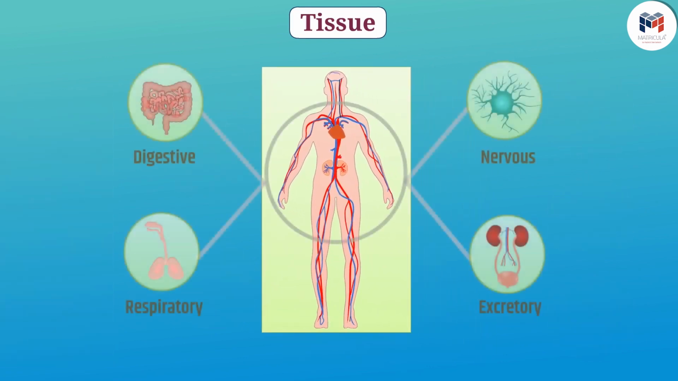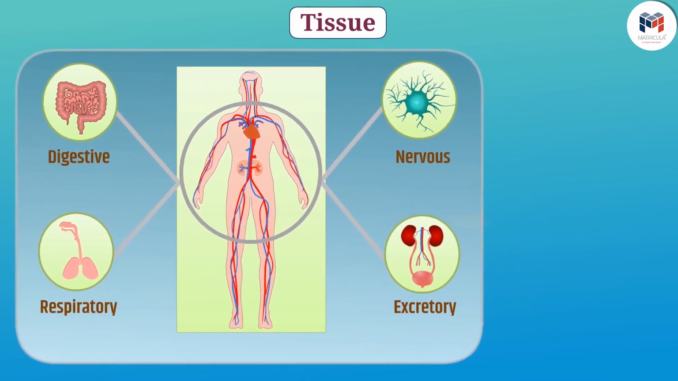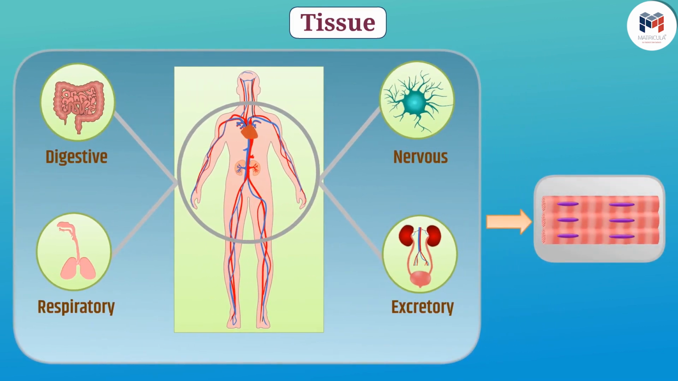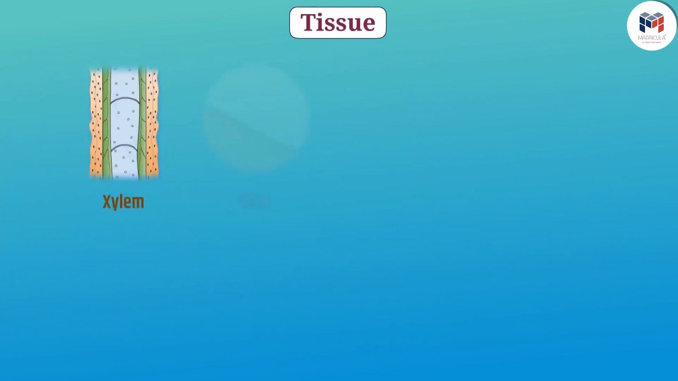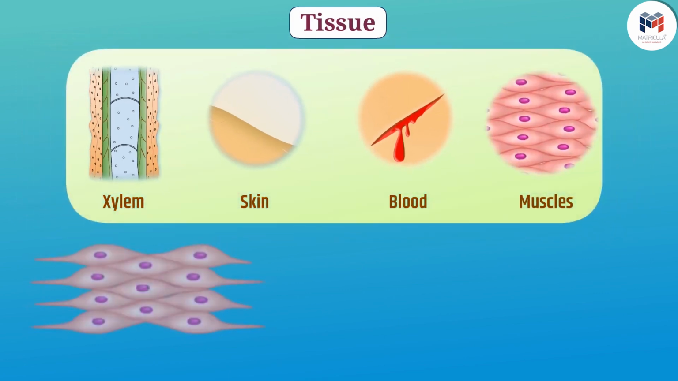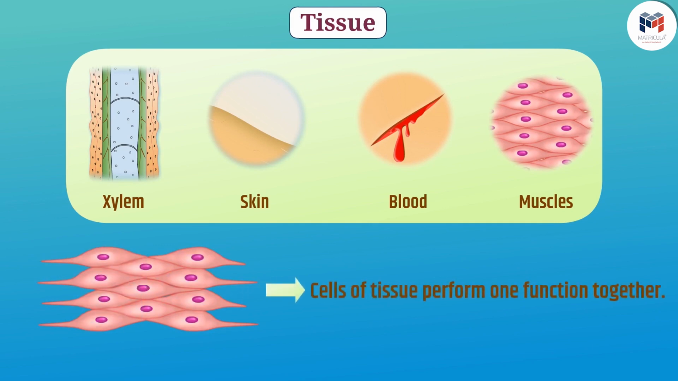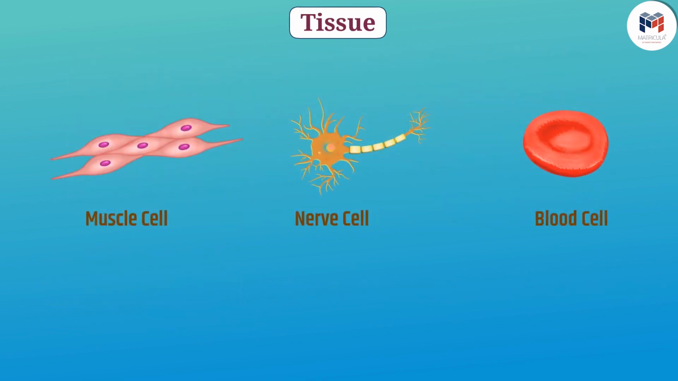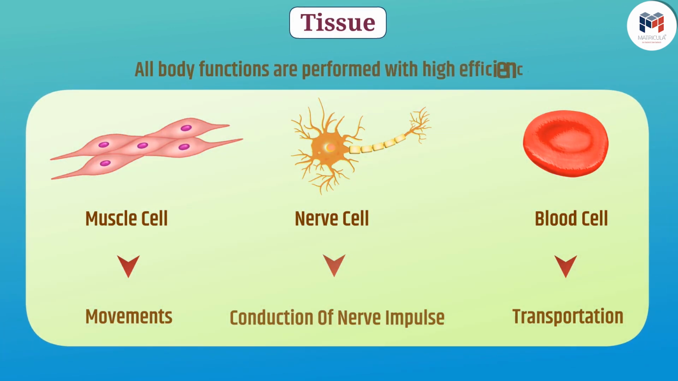Therefore, different organs of the body perform different functions. In the body, a specific function is performed by a specific group of cells at a definite place. This group of cells is called a tissue. For example, xylem, skin, blood, and muscles are tissues. All the cells of a tissue have the same shape and together perform one function. Due to the special organization of cells and the division of labor, all body functions are performed with high efficiency.